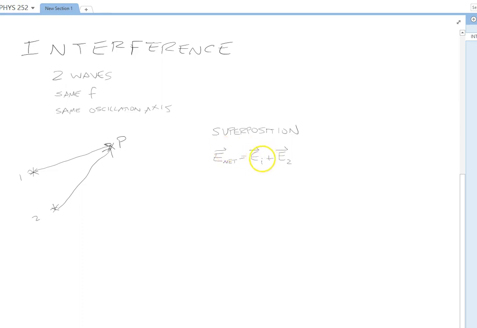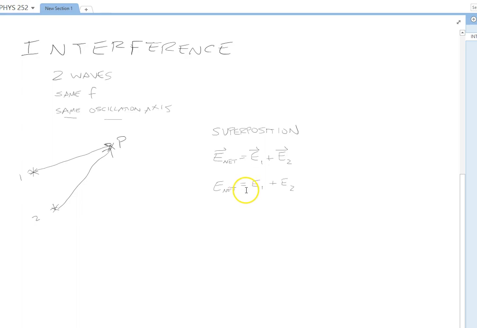But the fields are vectors, so this should be a vector sum. By assuming that we have the same oscillation axis, we're either adding the two values of E if they point in the same direction, or subtracting the values if they point in opposite directions. So I'll be able to just add up their values, E1 plus E2, if I allow them to be positive or negative. That's how we'll keep track of the direction, just plus or minus.